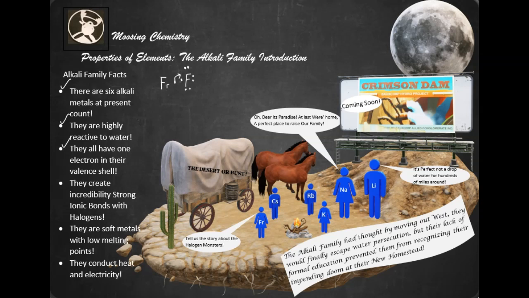Now, people sometimes try to write it like this. And let me show you something. This is completely wrong. They try to do a Lewis structure showing this, but what this implies is that they're sharing electrons. There's no sharing here. Francium is giving up that electron to fluorine, so that's completely wrong.